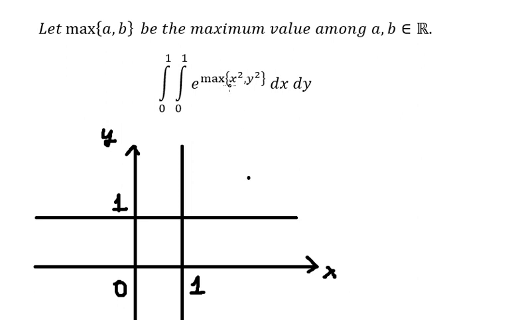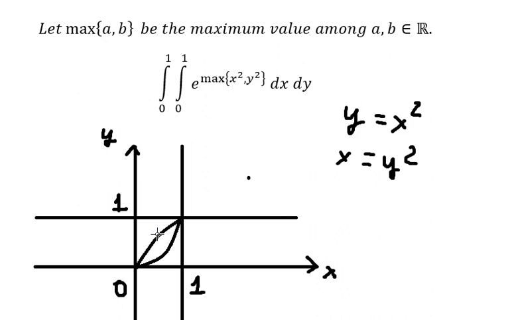So we need to graph y equals x squared and x equals y squared. So the first thing should be like this. This is y equals x squared, and the second one, this is x equals y squared.